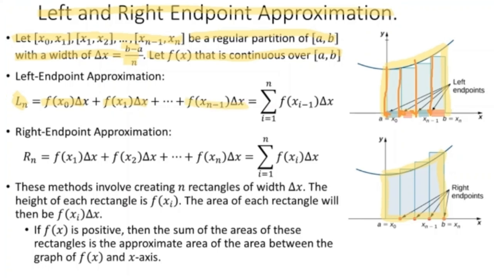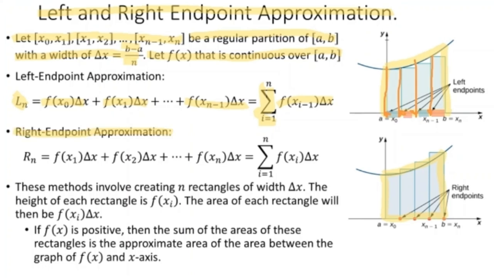And we're going to continue doing this until we get to the last interval, which would generate a rectangle with an area of f of x sub n minus 1 times delta x. Using summation notation, Ln would equal the sum from i equals 1 to n of f of x sub i minus 1 times delta x. The x sub i minus 1 represents the left endpoint of each subinterval.